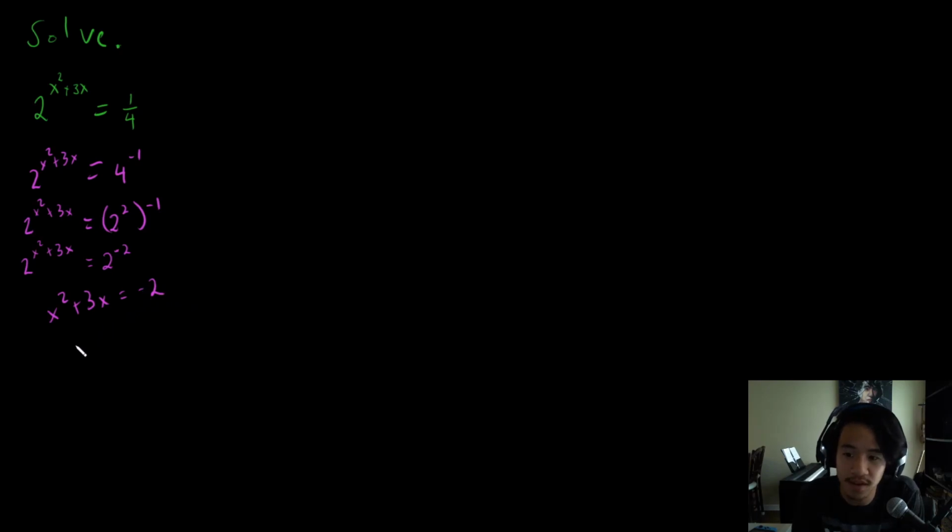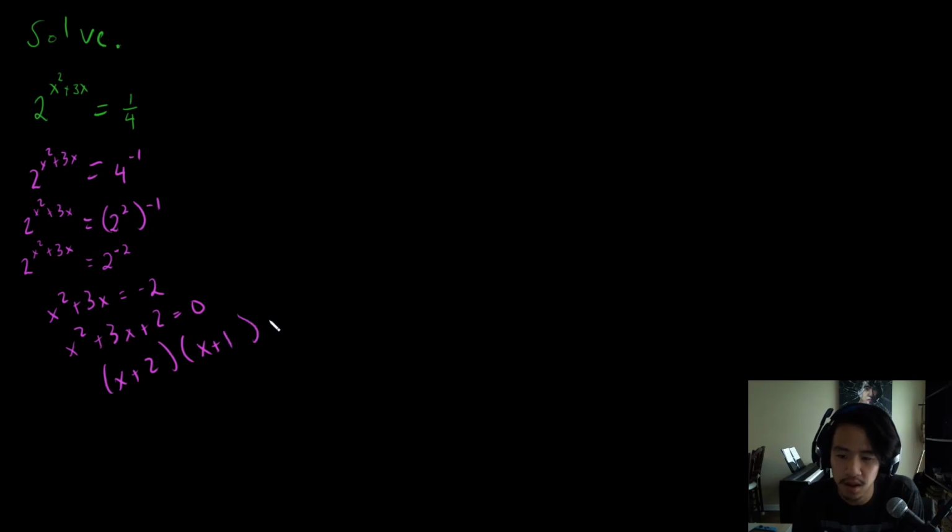So now we just add 2 to both sides. x squared plus 3x plus 2 equals 0. And now we can factor. It's everyone's favorite thing, factoring. So we can do x plus 2 times x plus 1 is equal to 0. So our solutions will be x equals negative 2 and negative 1.